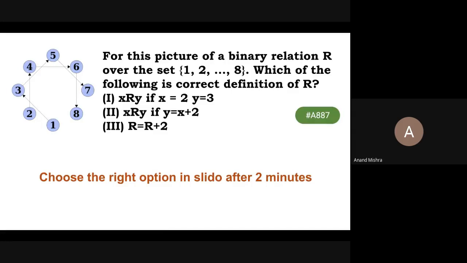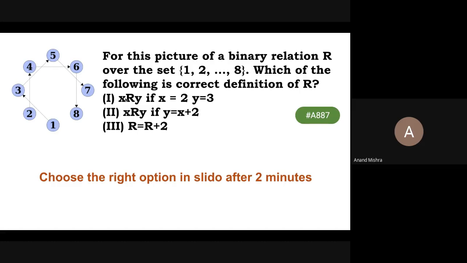So this relationship is given to you, right? This pictorial notation of the relationship is given to you, for this picture of a binary relation R over the set 1 to 8, right? So this is 1 to 8. Which of the following is the correct definition of R?